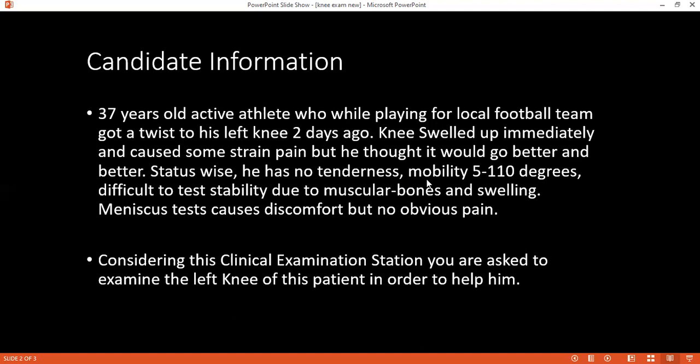And also, if there is an ACL ligament injury, because time didn't allow, I would have gone for a Lachman test for ACL also. And that will also tell us about the ACL injury. So according to your examination, what is your diagnosis?